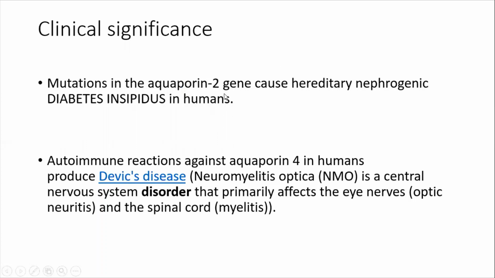Okay, now the last topic, the clinical significance of these aquaporins. If any mutation happens in the aquaporin gene, it causes nephrogenic diabetes insipidus in humans. What does it mean? Can anyone tell me? We have 2 types of diabetes. Who can tell me the difference between diabetes mellitus and diabetes insipidus?